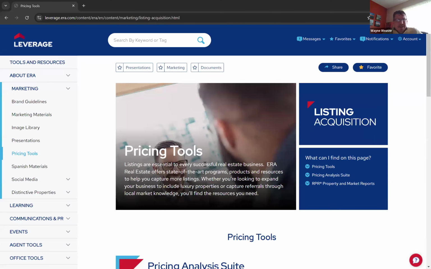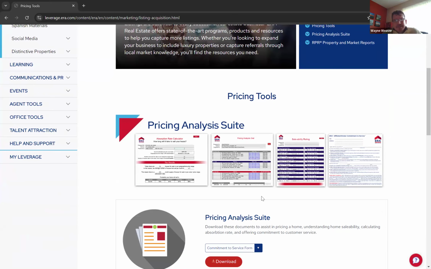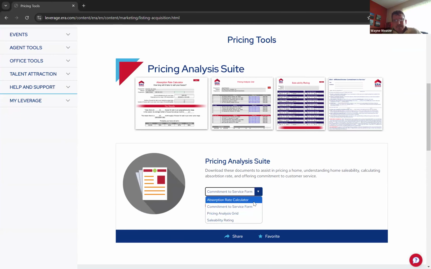I'm going to real quick log into Leverage, under marketing, pricing tools, scroll down. Here's all 4 of them. Here's the download button. If you want, you can download all 4 and start playing with them, but if you're ever looking for one particular one, just choose it, hit download, and it'll be on your computer. 3 of them, absorption rate, pricing analysis, and saleability, all open up in Excel or a spreadsheet. And then commitment to service just downloads as a PDF.